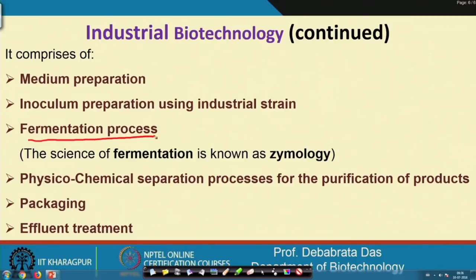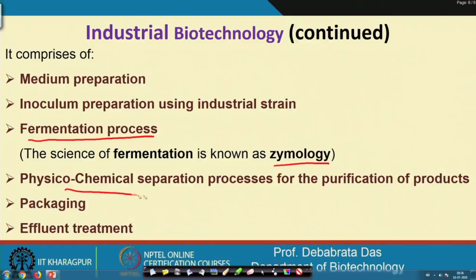As you know, the living organism has some typical characteristics. They are very sensitive to the environment. So, environmental parameters should be controlled, as for example, temperature, pH, all this should be controlled properly, and we should give a favorable atmosphere, favorable condition to the organism, so that we can get the desired product. And the science of fermentation we also consider as zymology.